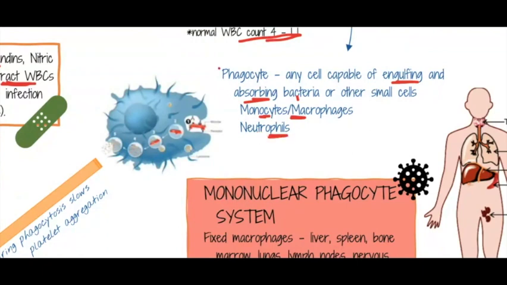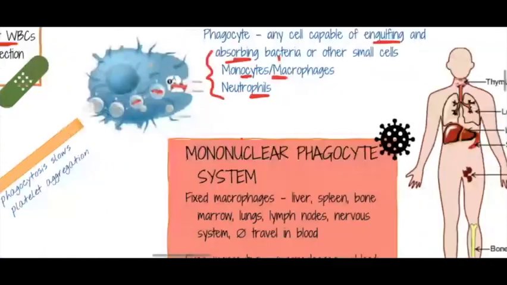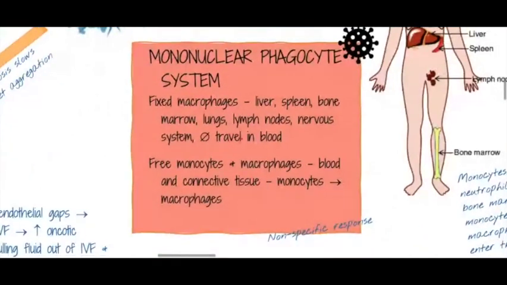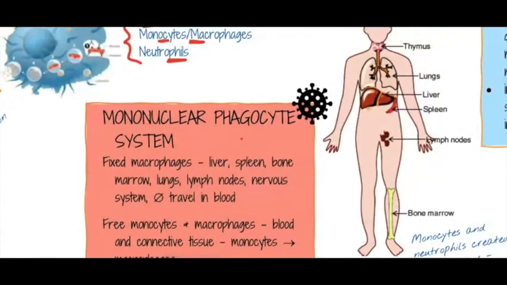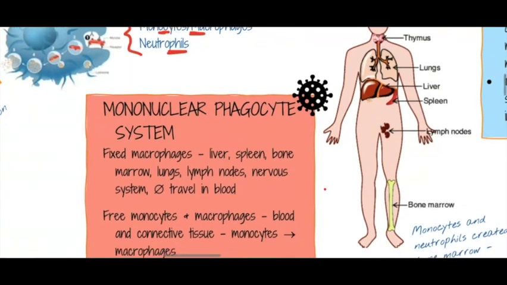And when we refer to these cells performing phagocytosis, we refer to the mononuclear phagocyte system. Okay, and basically all this is a system of monocytes and macrophages that work in the body against those pathogens. For example, you have actually here.